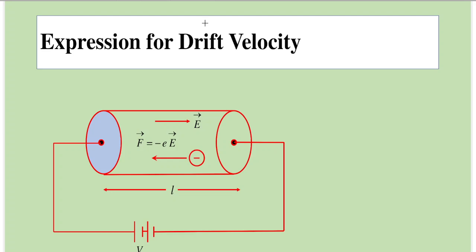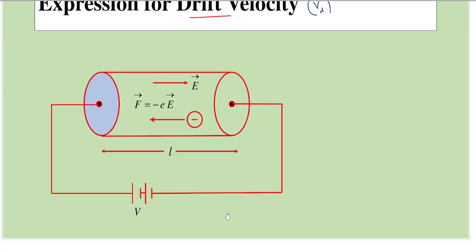Let us derive an expression for drift velocity. Drift velocity is denoted by a symbol called v suffix d. To derive this, let us consider a conductor of length L and let its area of cross section be some capital A. So A is the area of cross section.